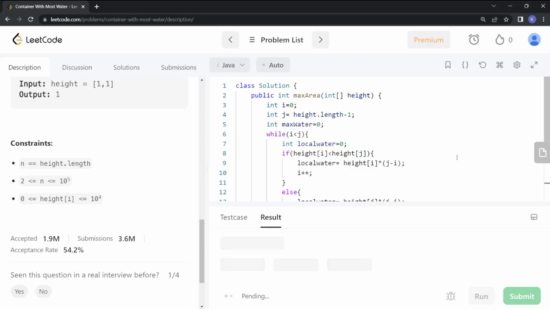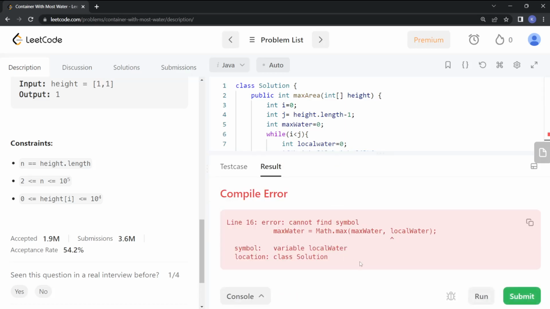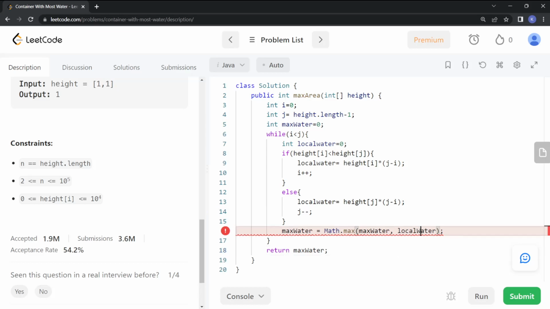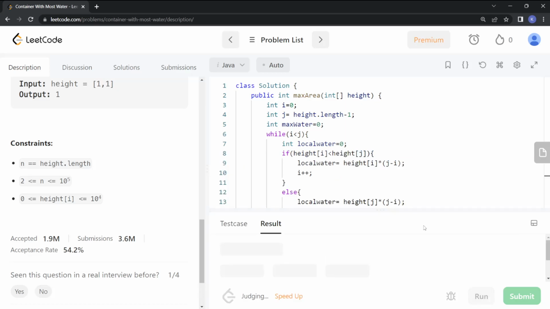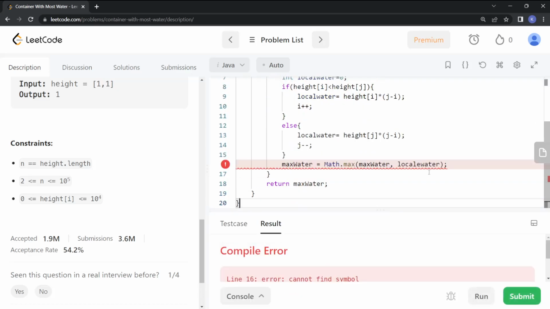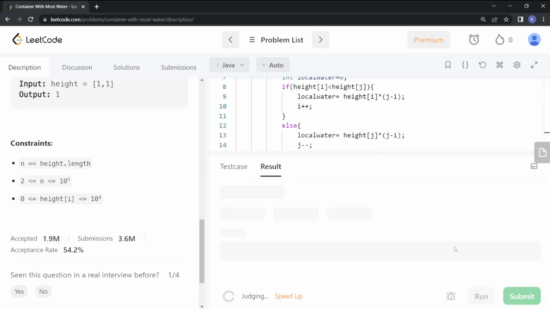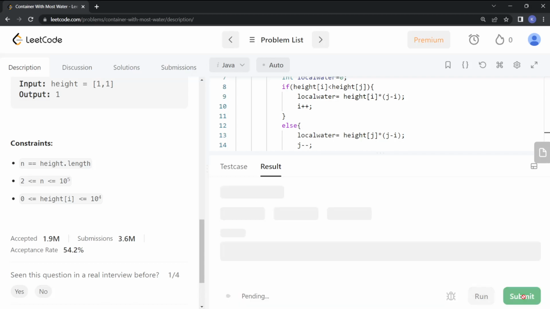Now if we run it for the local cases, first of all we'll see if there is any error. For example, local water, the w is capital here, so we can make it small and run it again. I think again a spelling mistake would be there, so let me correct it. So local water. Both the cases are passing. Let's submit it.